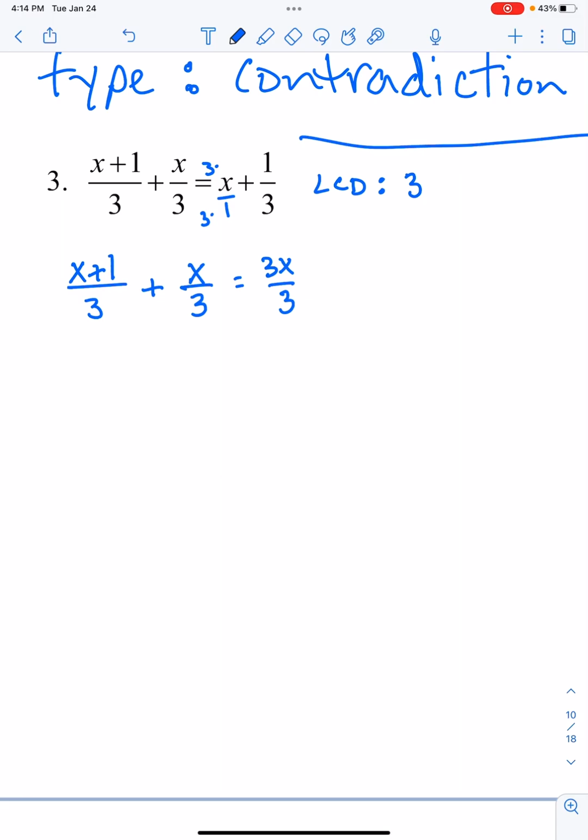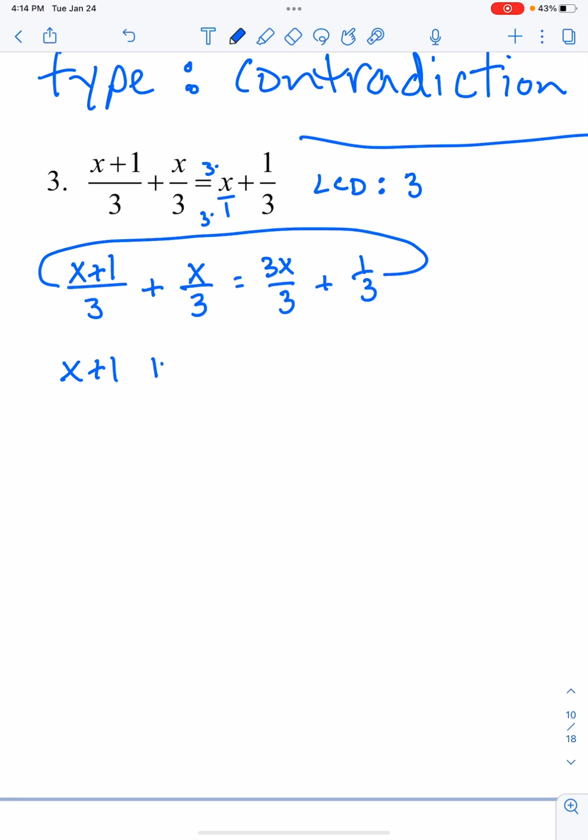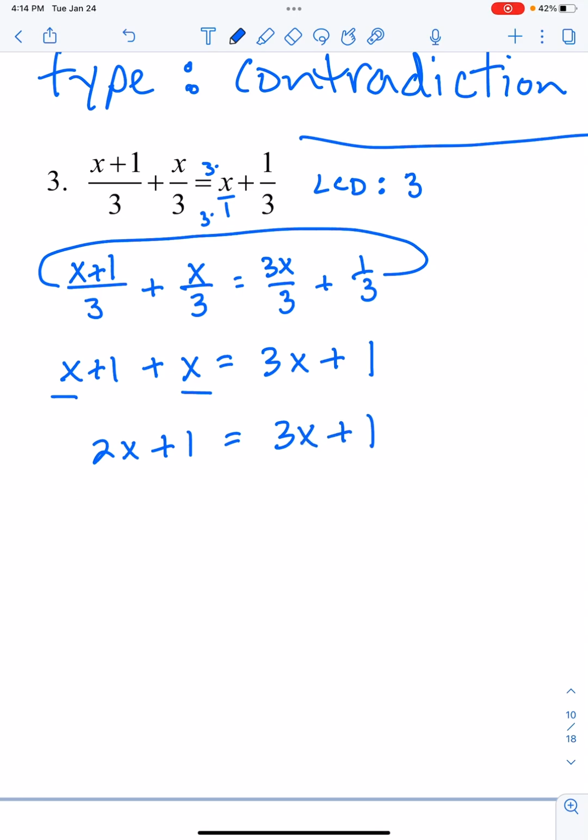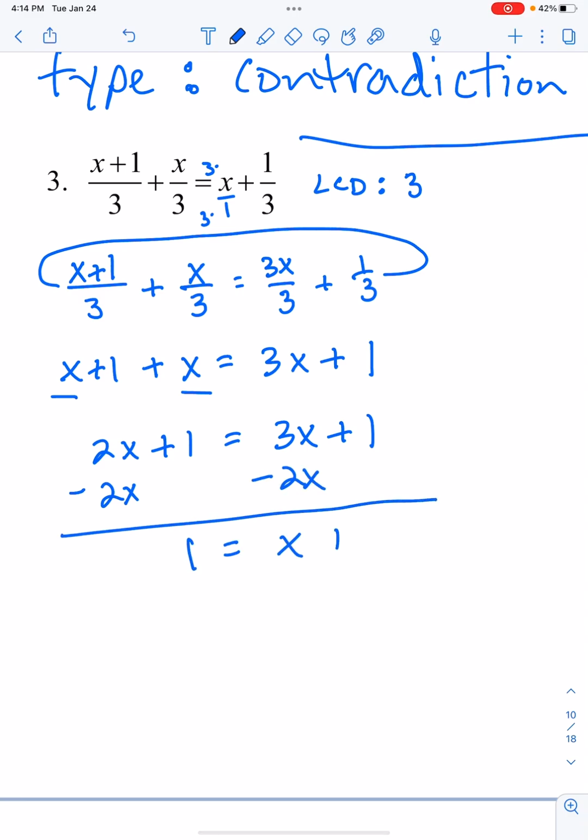So now we have 3x over 3 plus 1/3. Remember, when you get all your denominators to match, all you have to do is solve the top. So we peel out x plus 1 plus x equals 3x plus 1. Let's combine our x's. So we get 2x plus 1 equals 3x plus 1. X terms like to be combined to one side, so let's subtract 2x. 1 equals x plus 1, or 1x. 3x minus 2x is x, or 1x.